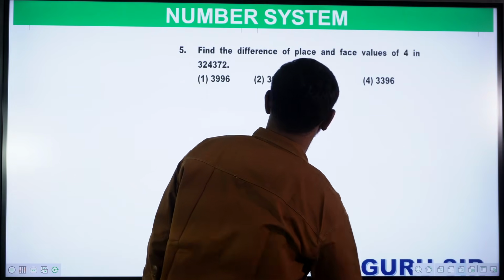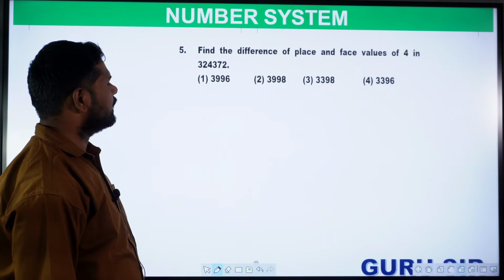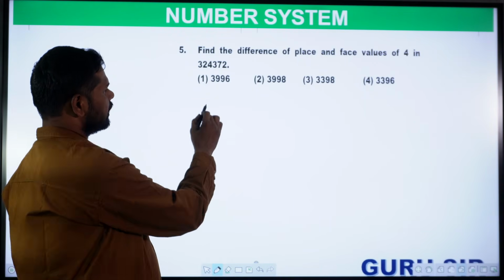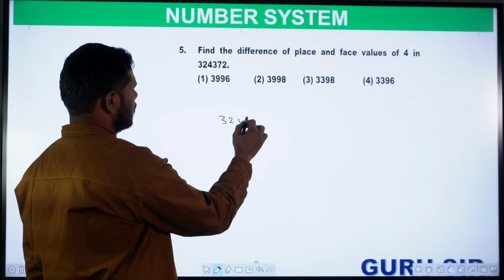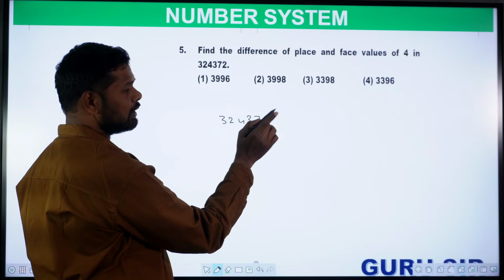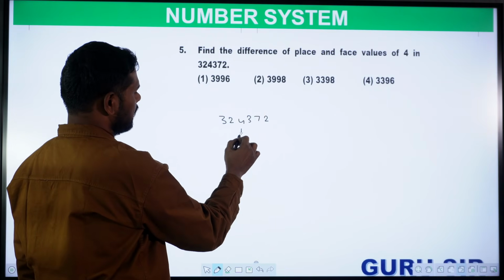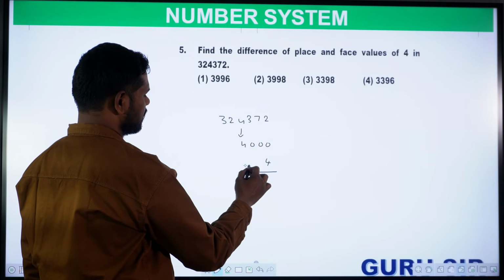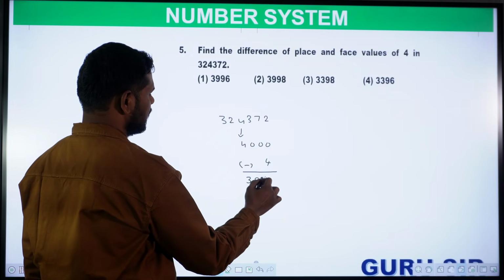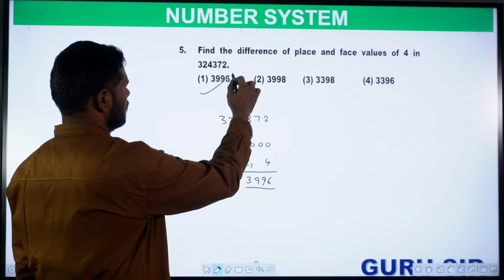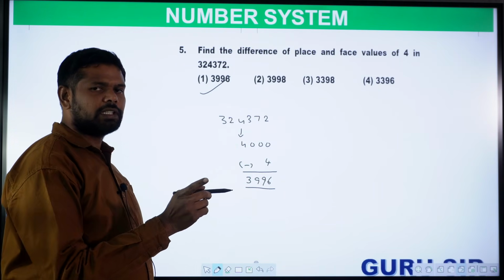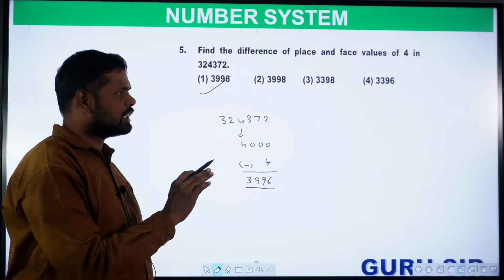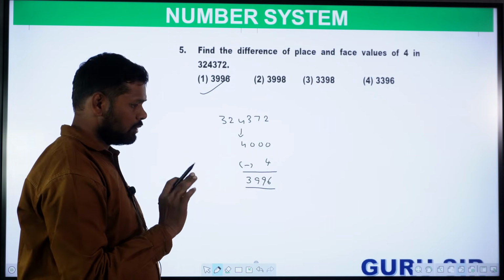Then next one. Find the difference of place and face values of 4 in 324372. Place value of 4 is 4 followed by 3 zeros. Face value is 4. Difference means 3996. That is the correct answer. Difference means always subtract the smaller number from the larger number, unless they specifically mention otherwise.